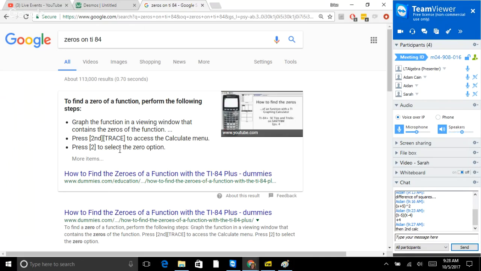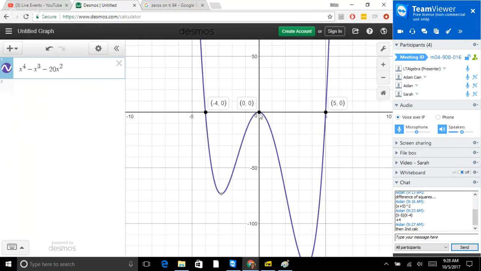Aiden is familiar, right? Awesome. And then obviously on Desmos, you just click where they're at. I think there is some 0 function, but if you click, it finds the zeros for you, even if it's not a perfect number.